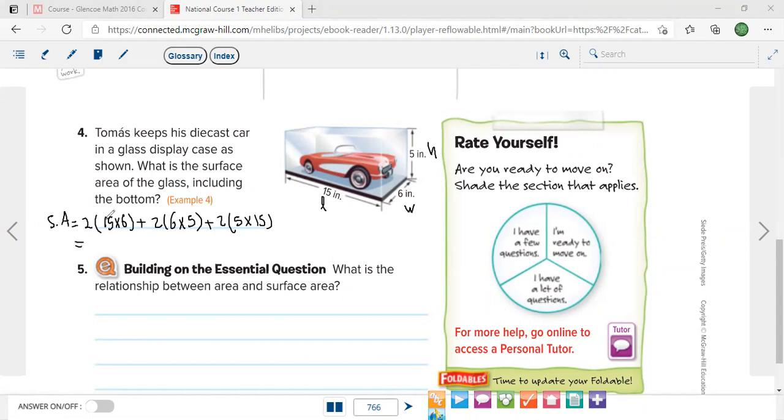2 times 15 is 30 times 6, 180, plus 2 by 5 by 6 will give you 60, plus 2 by 5 by 15, 150. So this is 180 plus 60 will give you 240 plus 150, 390. 390 what? Inch square.